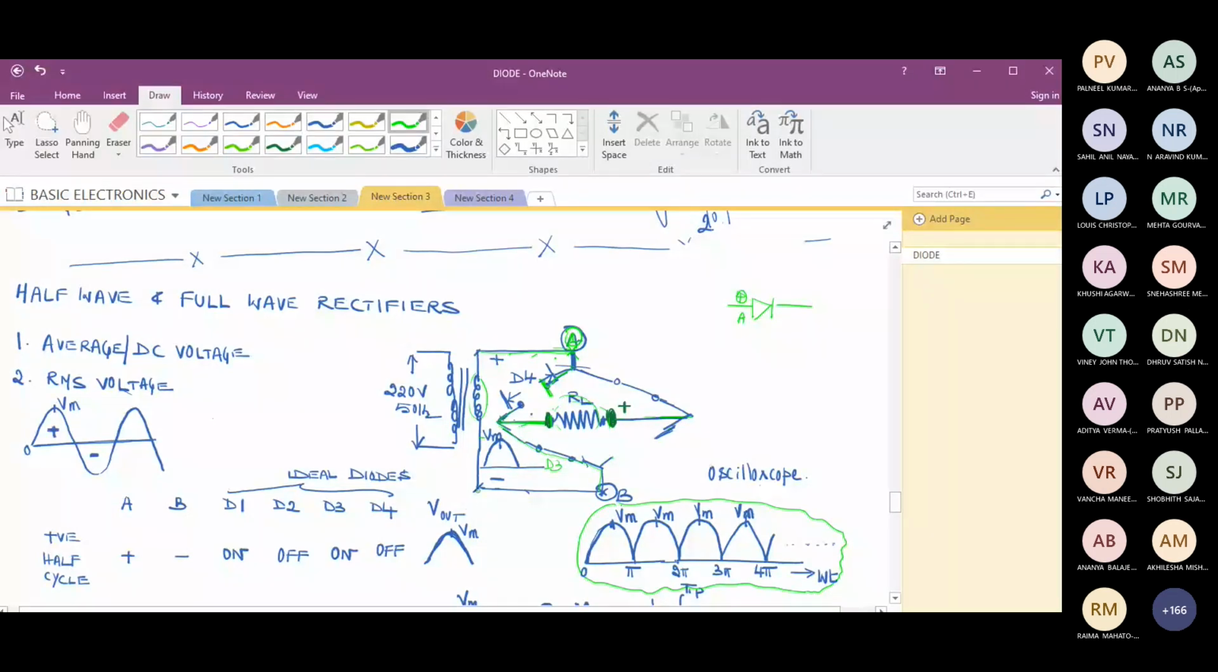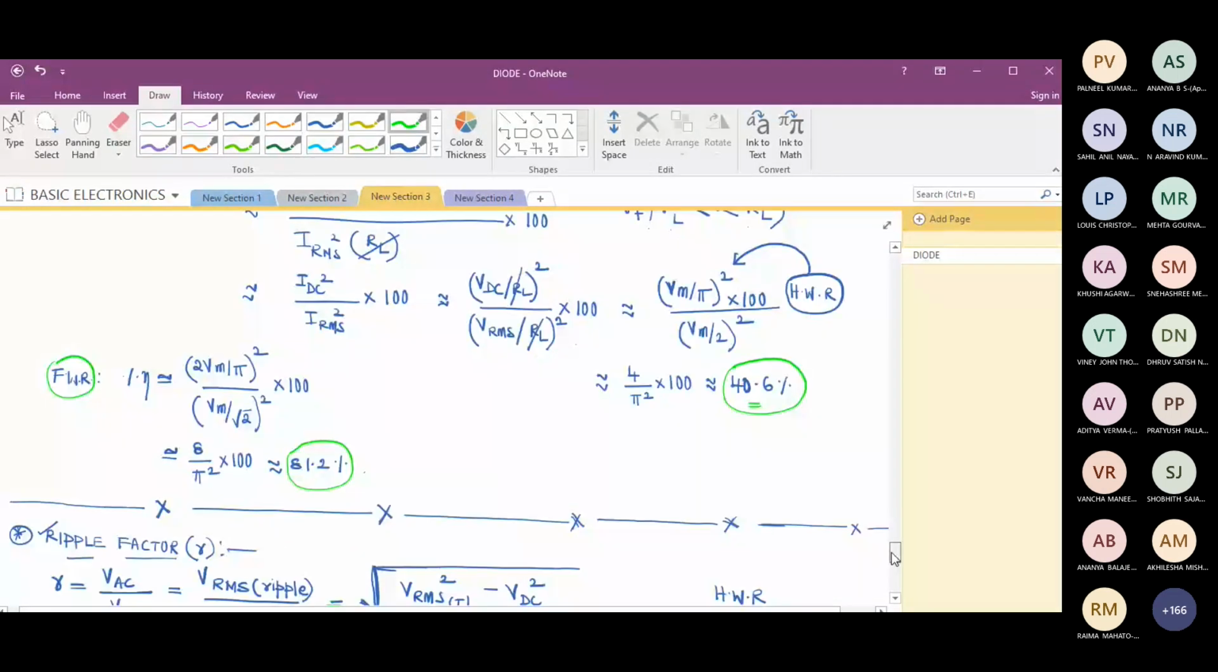That means the secondary winding voltage is appearing across D4. Are these two in parallel now, D4 and the secondary winding? If that is the case, what is the maximum value of voltage appearing across D4? What is the peak value? Sir, Vm.